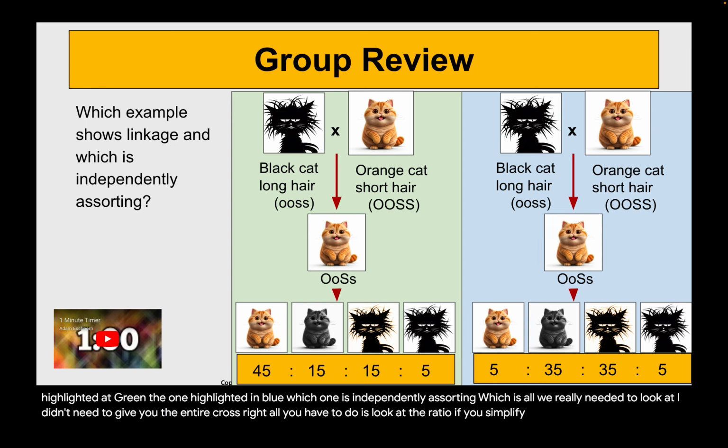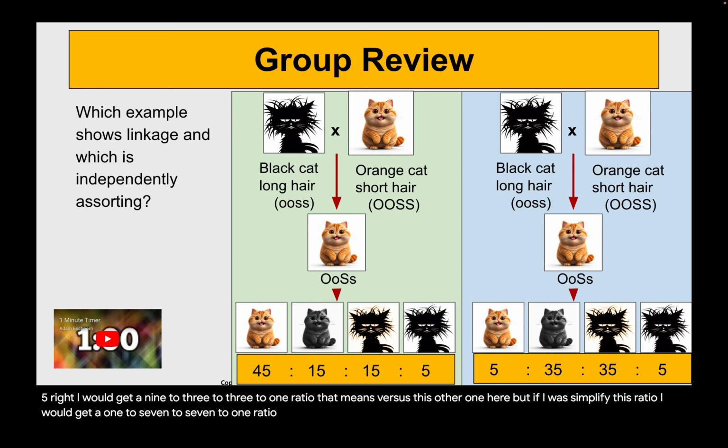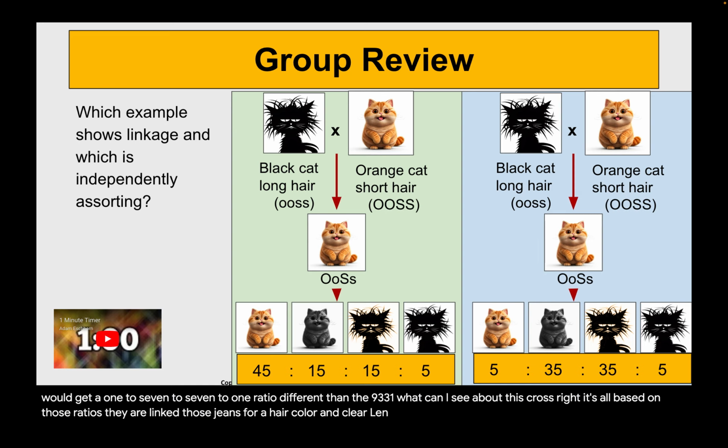If you simplify this ratio, they're all divisible by 5, right? I would get a 9 to 3 to 3 to 1 ratio. That means they're independently assorted. Versus this other one here, right? If I were to simplify this ratio, I would get a 1 to 7 to 7 to 1 ratio. Different than the 9 to 3 to 3 to 1. What can I assume about this cross? Yeah, they're linked, right? It's all based on those ratios. They are linked. Those genes for hair color and hair length are linked together. All right, any questions?